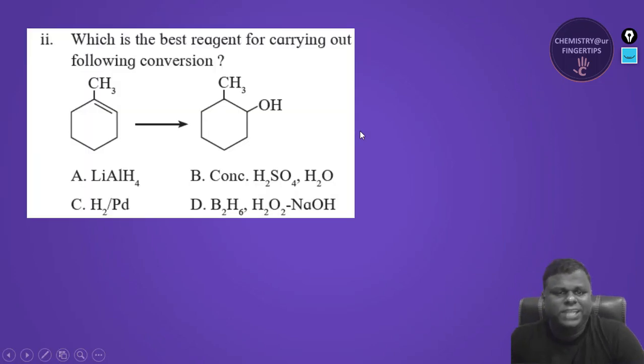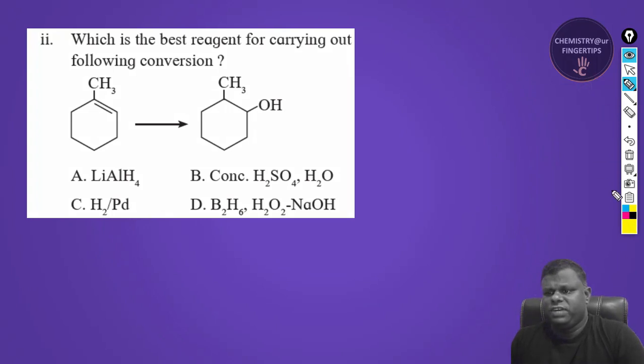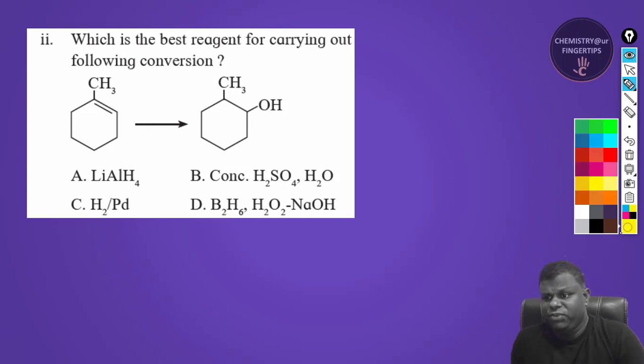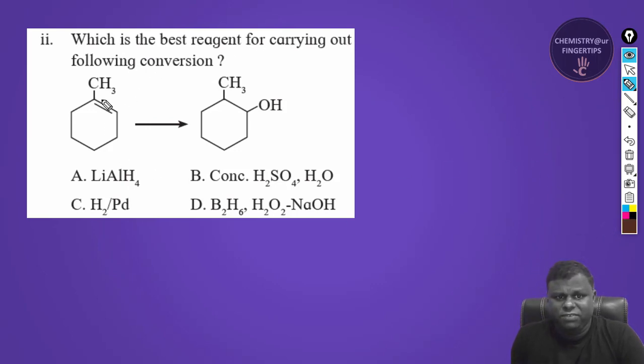Okay, so guys, this is the first reaction that we are going to discuss, which is the best reagent for carrying out the following conversion. So if you could see here, the conversion is something like this. This double bond is getting converted into a single bond and there is an OH, right? So the only way is addition reaction, right? Addition reaction. So if you could see here, option B is going to go off.